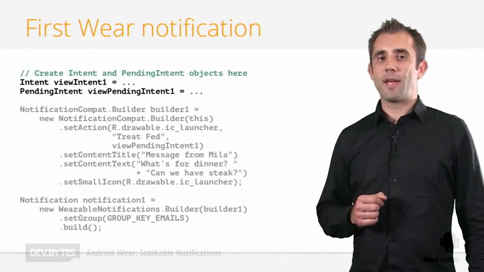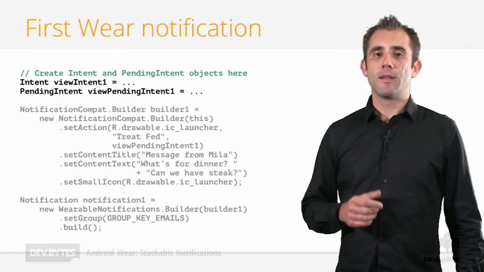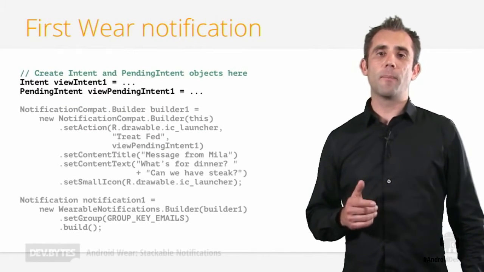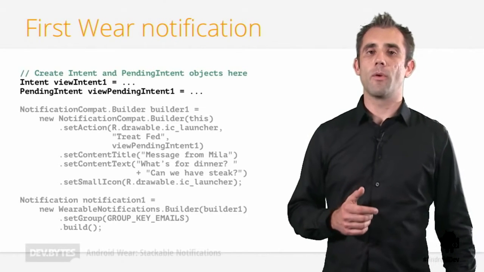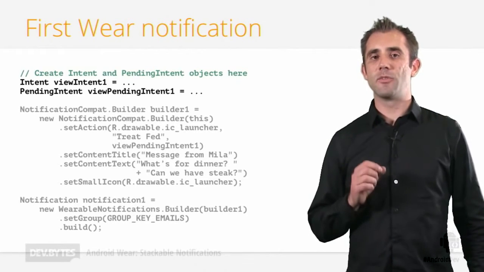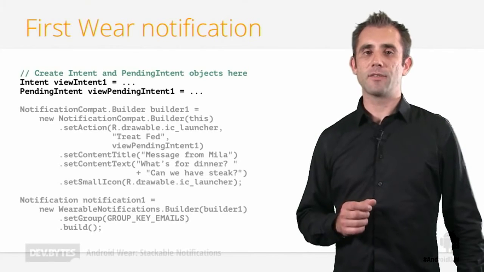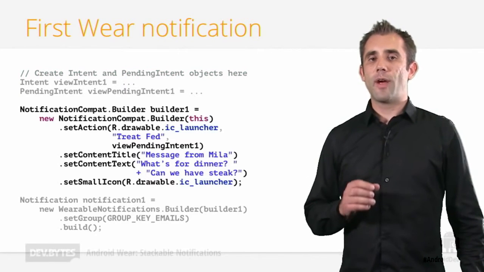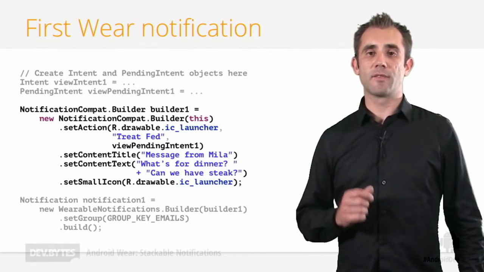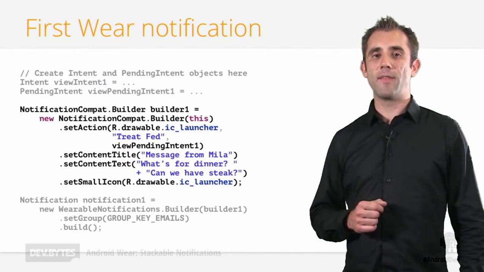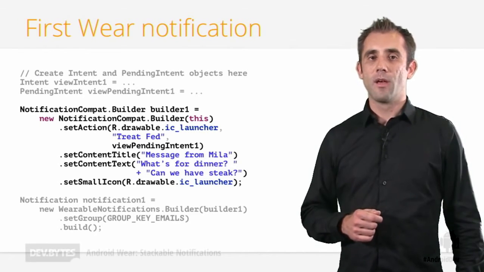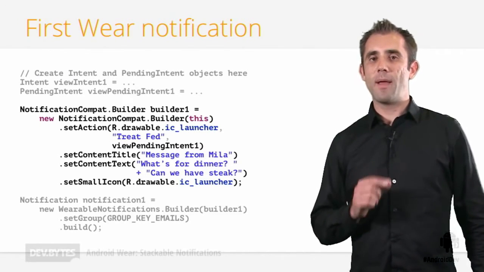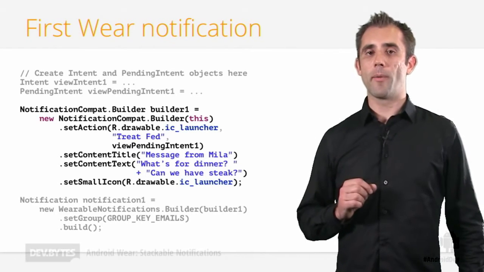This is the first notification that will appear on the wearable. You start off by creating the intent and the pending intent with whatever result you want. This is exactly the same as you would do for your existing notifications. You then create the notification with the specific details of the message in exactly the same way that you would have done it with your existing code. Note that this notification is never meant to appear on the phone, only on the wearable.